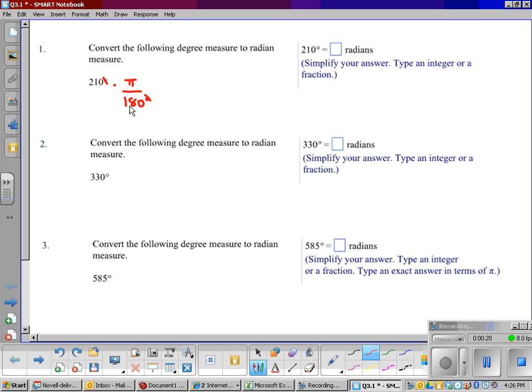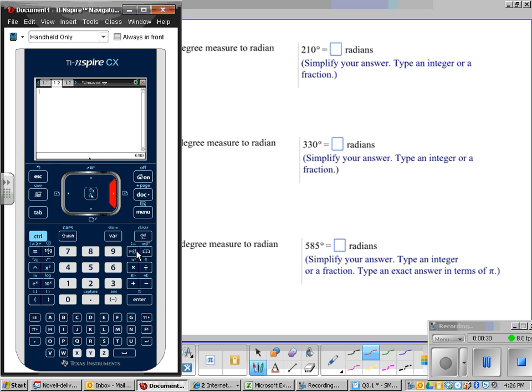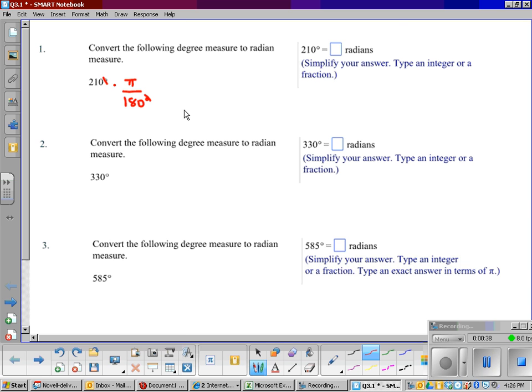Now when I go to the calculator to reduce this, I only want to put in the number part of this, because I want an integer or a fraction answer, meaning that I want to keep pi in the answer. So when I go to the calculator, I'm going to put 210 divided by 180, and I'll let the calculator simplify that for me. I get 7/6. Now I have to remember to put the pi back in there, so I get 7 pi over 6.